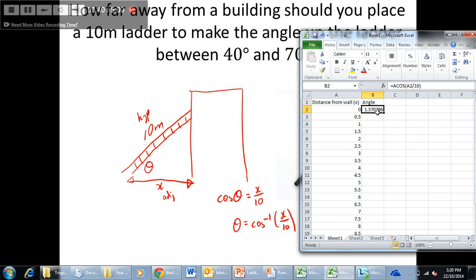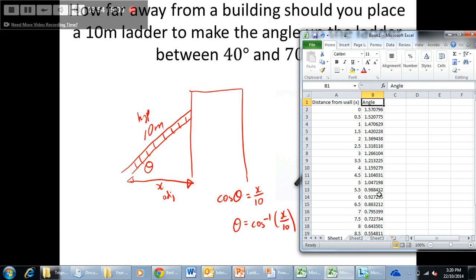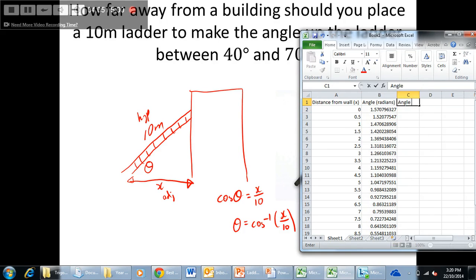1.57, oh, it looks weird. Okay, this inverse cosine on Excel gives you the angle in radians. So if I copy this down, all of these angles are in radians. Okay, because no one really uses degrees for these sort of calculations in real life. So we'll have to do a conversion. Okay, in here we can have the angle in degrees.